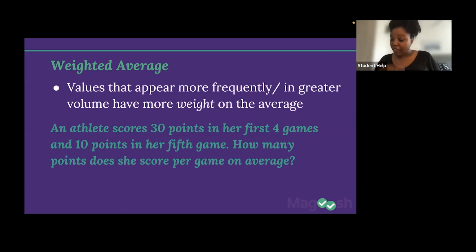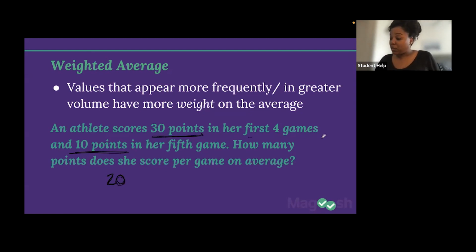Do you all think the average, so let's say that there's 2 sets of numbers here, right? There's 30 and there's 10. So the average between 30 and 10 is 20, right? So if there was only 2 games and 1 game she scored 30 points and 1 game she scored 10 points, then the average would be 20. But we know that not to be the case.